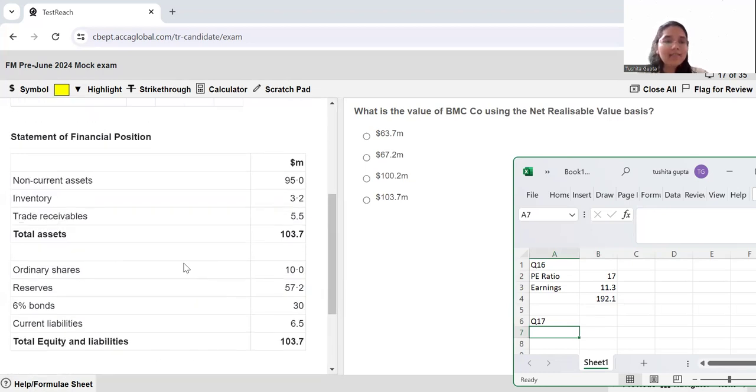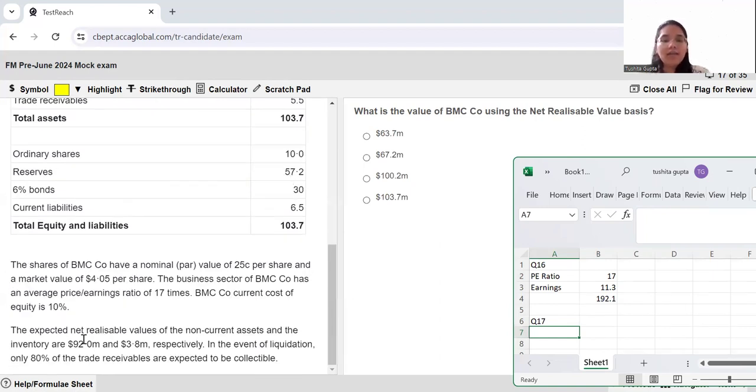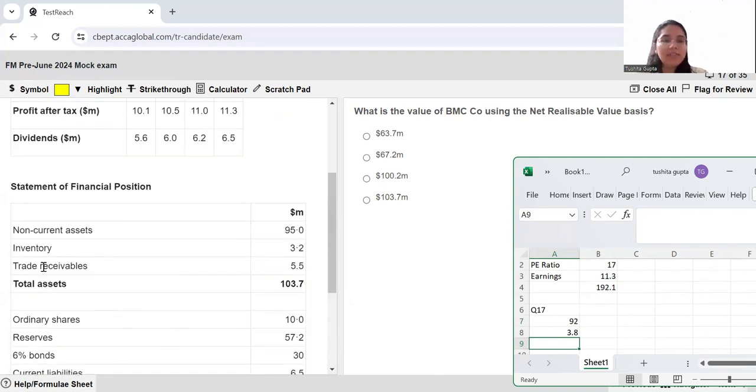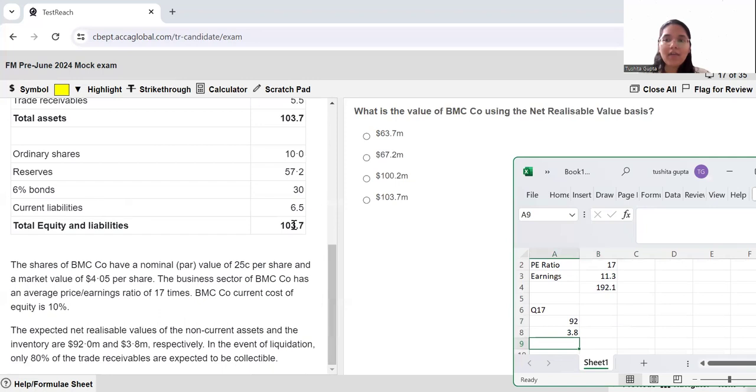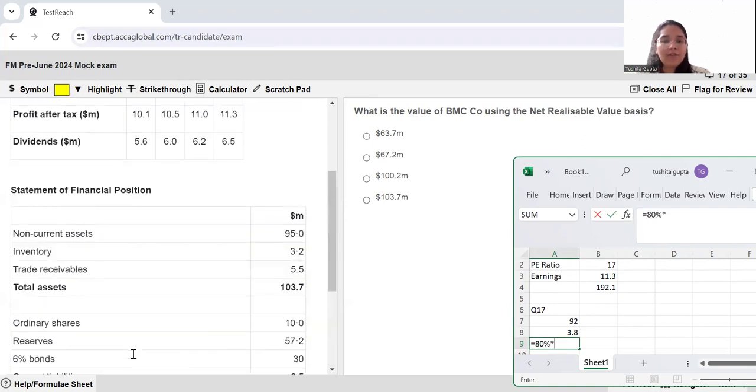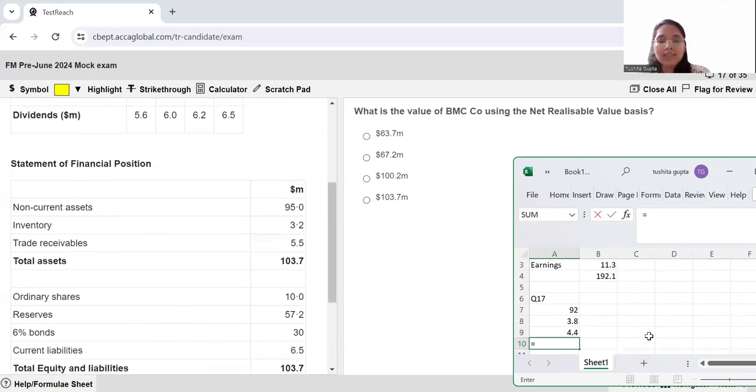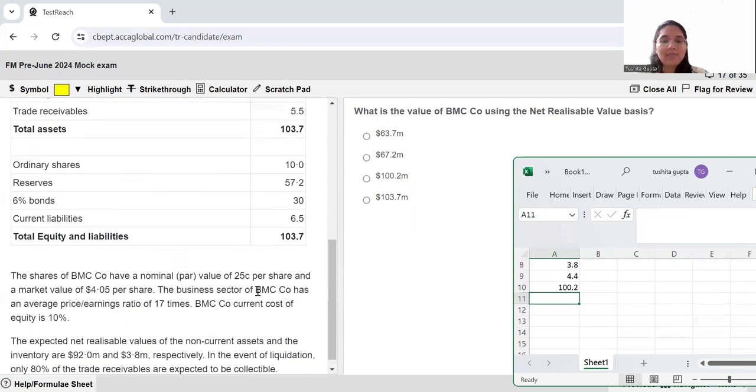With respect to the assets, the first thing that you see in the statement of financial position are your non-current assets, which are now realizable for only $92 million. Similarly, inventory is 3.8. And with regards to more assets, you are only left with trade receivables. 5.5 is their book value, and then only 80% of them are recoverable. So 80% multiplied by 5.5 will give you the NRV of your trade receivables. Total this up and you will get the total NRV of all of the assets that the business has.